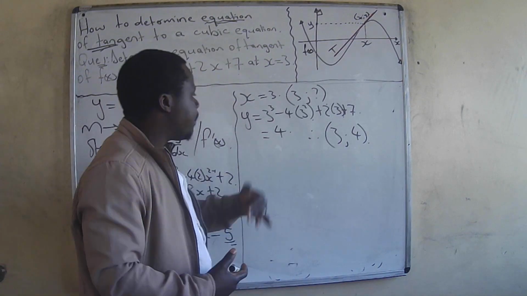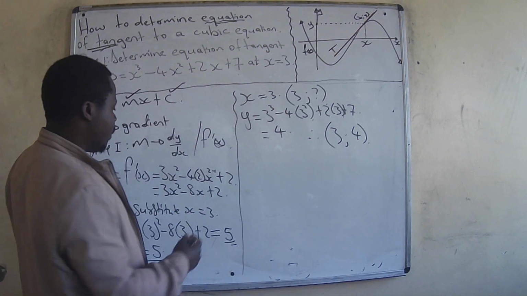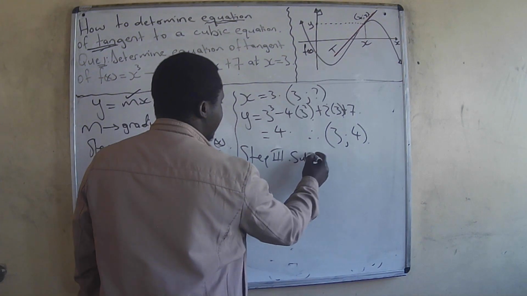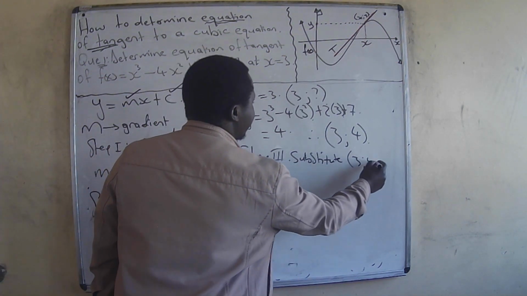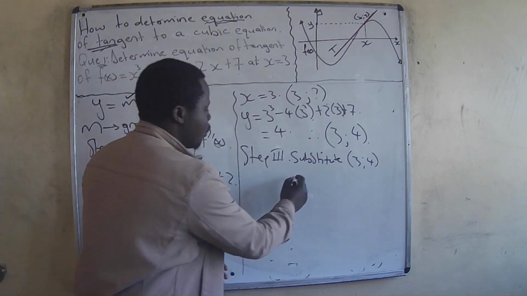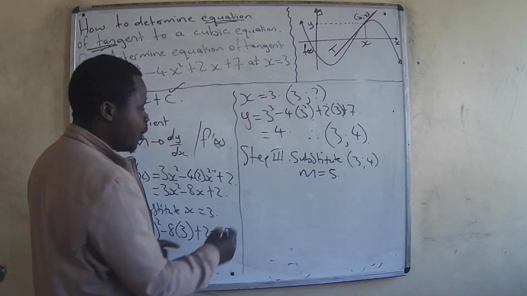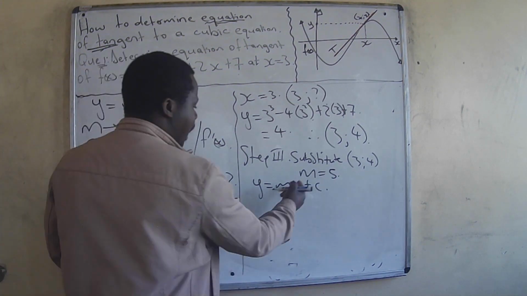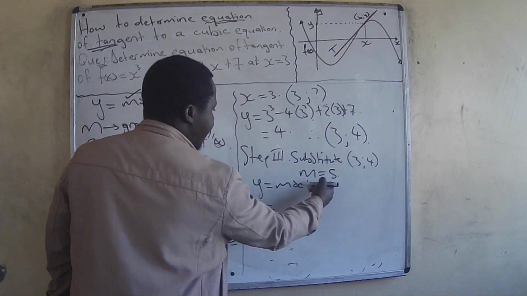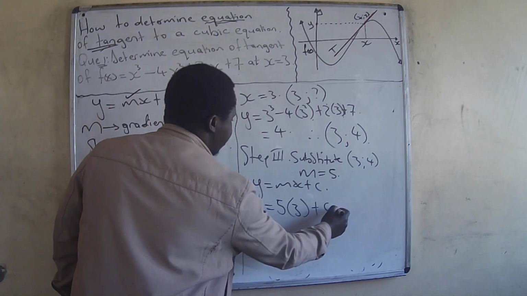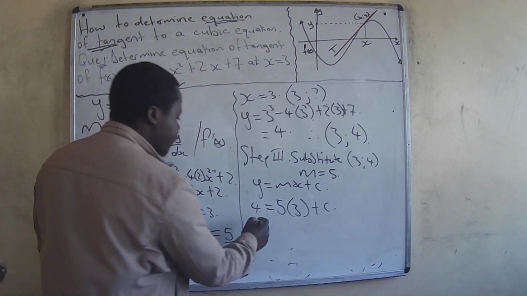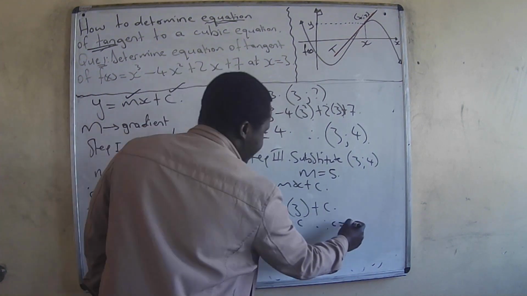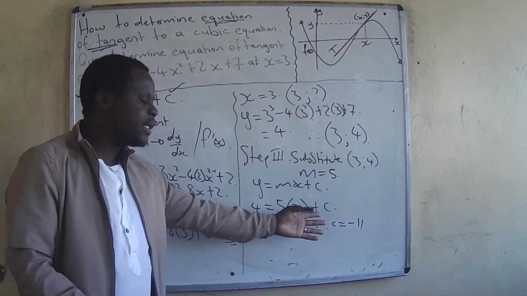So what's next? We are still trying to get the value of c, so let's have step 3. In this step 3, we're going to substitute the common point, x is 3 and y is 4. We are also going to substitute m, which equals 5, into the equation y equals mx plus c. Let us substitute. Our y is 4 in this case, equals our m, which is 5, times our x, which is 3, plus c. Simplifying this with a calculator, this gives us 4 minus 15 is equal to c. Therefore, c is equal to negative 11.